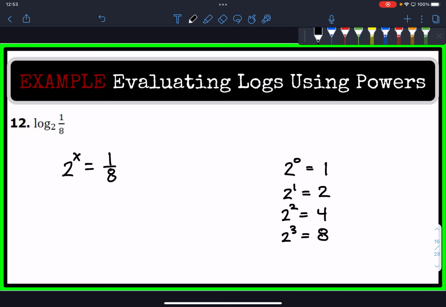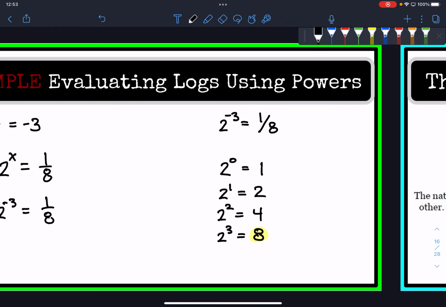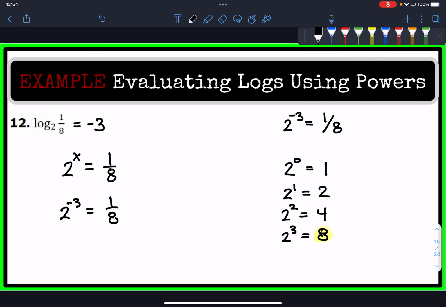But since I want 1 over 8, the reciprocal of this, that means my value would have to be 2 to the negative third power. That's equal to the reciprocal of 8. So here, 2 to the negative third is equal to 1 over 8. So our answer here is negative 3. Now, this is when we use integers as our bases.